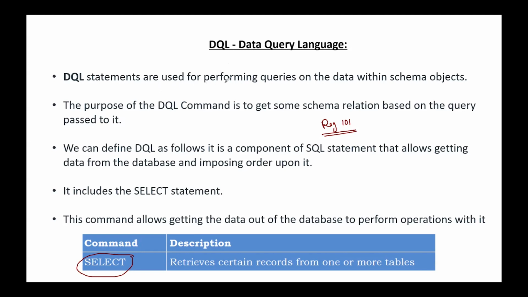Data query statements are used for performing queries on the data within the schema of the object. The purpose of the DQL command is to get some schema relation based on the query passed on to it. So a certain query I'm going to pass, for example, select from table where register number is equal to 101. I'm going to receive that particular record from the database. We can define DQL as follows: it is a component of SQL statement that allows getting data from the database and imposing order upon it. It includes the select statement only. We will be using the select command in the future sessions, and you will realize that select is the most commonly used command when we want to query the database.